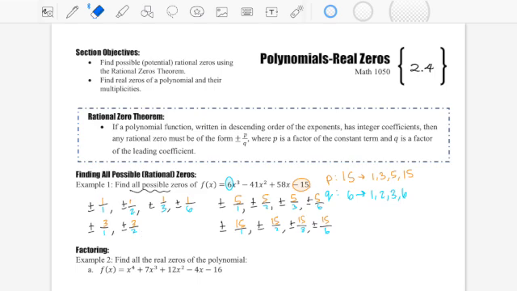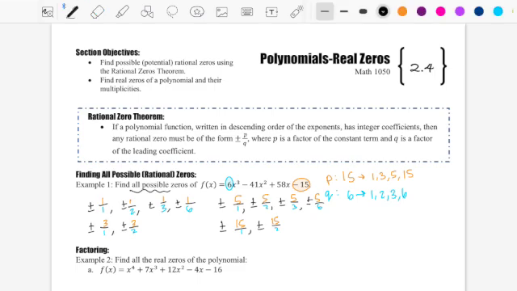Other ones that reduce, 15 over 3 will give us a 5, which of course we have already listed with 5 over 1. And then 15 over 6 would be 3 over 2, which again we have already listed. So we can get rid of that one also. Let me just double check for any others. I think that's all of them.